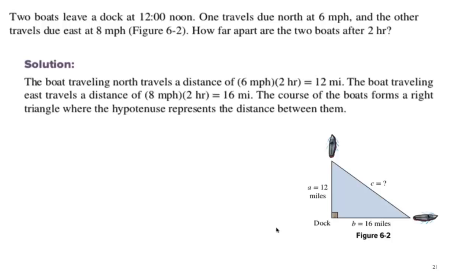Well, we have to figure out where they are after 2 hours. If the one going north is going 6 miles per hour, in 2 hours it would have traveled 12 miles. So this is 12 miles. If this is going at 8 miles per hour, in 2 hours it will travel 16 miles. So that's A and B, the lengths of these 2 sides. Now we have to find this hypotenuse. Notice this is a right triangle, and so we have to find this hypotenuse C.